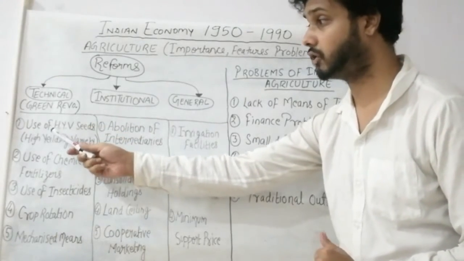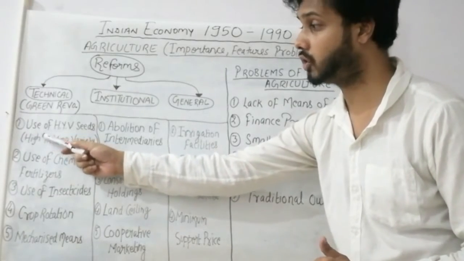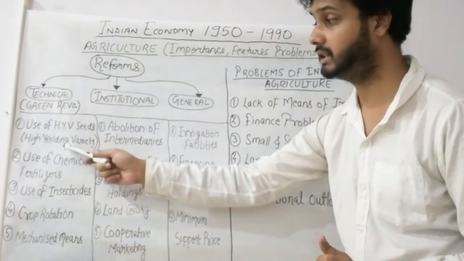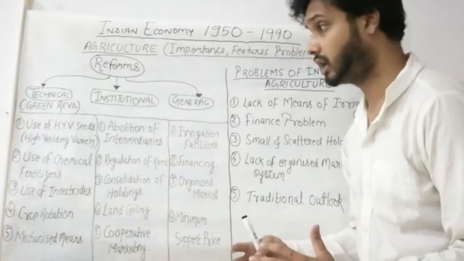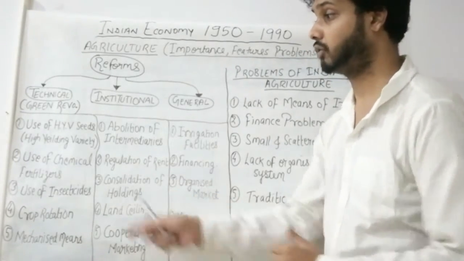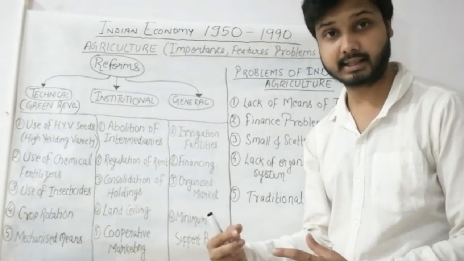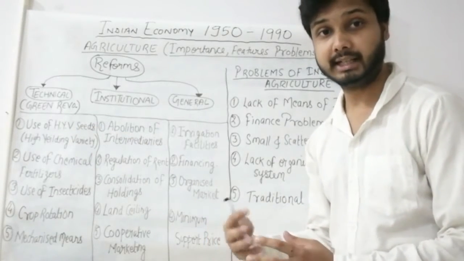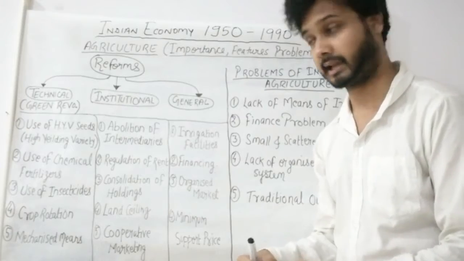So what technical reforms were made? First one is use of HYV seeds, high yielding variety seeds. The variety of seeds that were earlier used, we were changing now. We were using high yielding variety seeds, those seeds which could yield more production in less time.